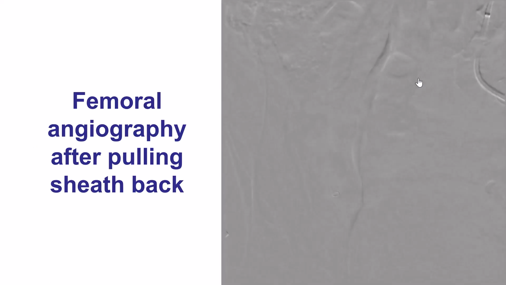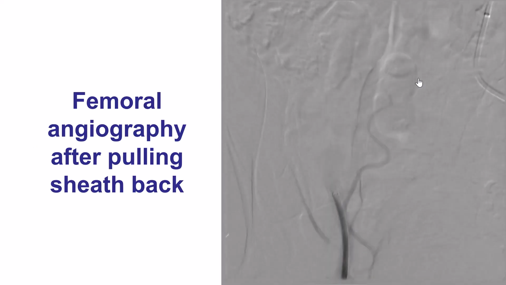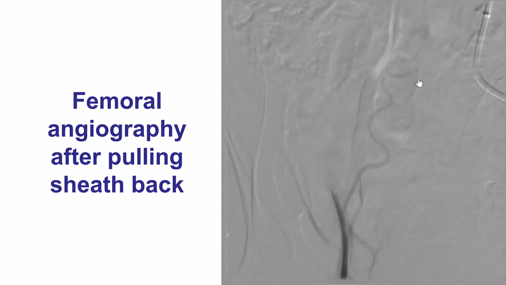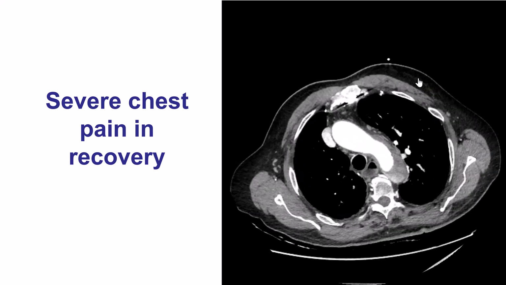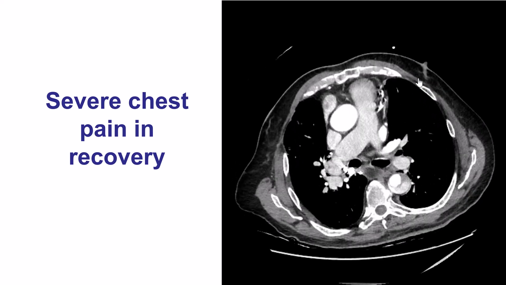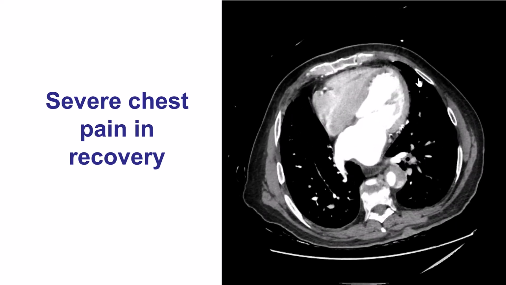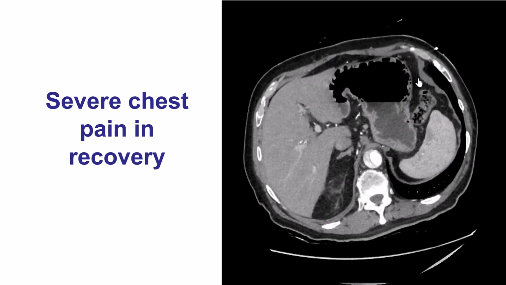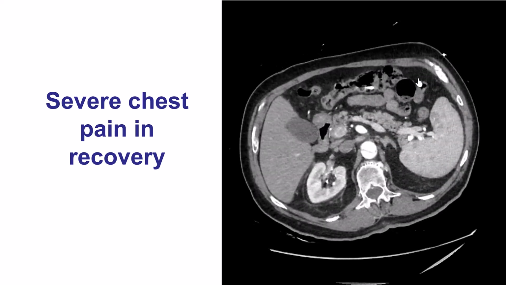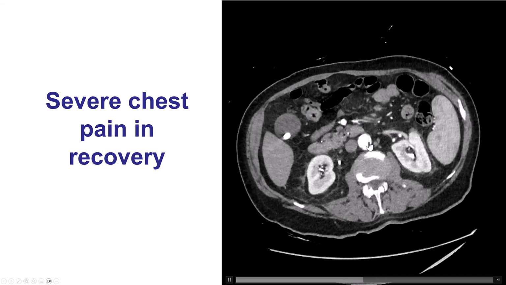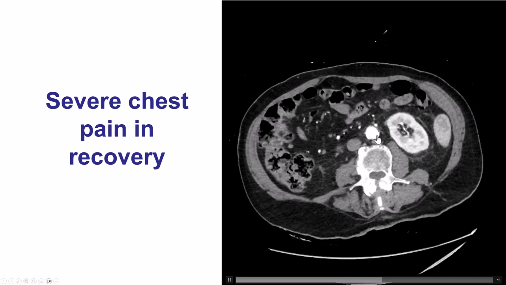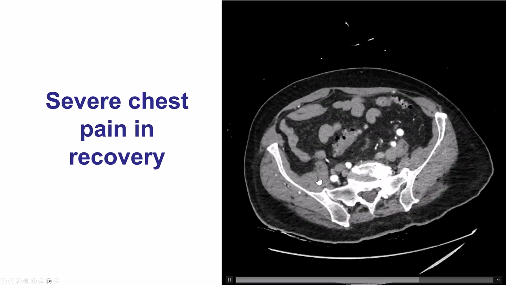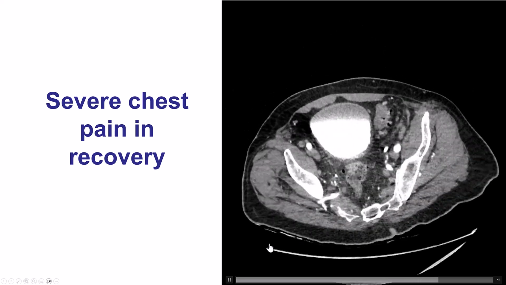After this, we pulled the sheath back, and there was good antegrade flow. So we stopped the procedure. The patient went to the recovery room, but then the patient started having significant chest discomfort. So he went for an emergency CT for dissection, which confirmed what we had seen on the aortogram, that is, that there is an extensive dissection going essentially all the way down into the right external iliac artery.